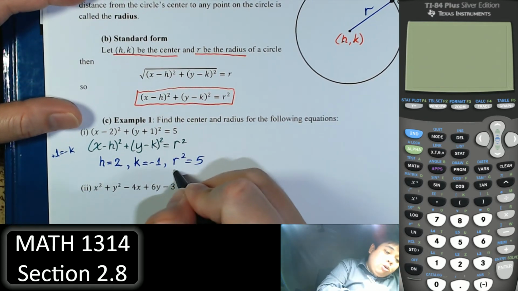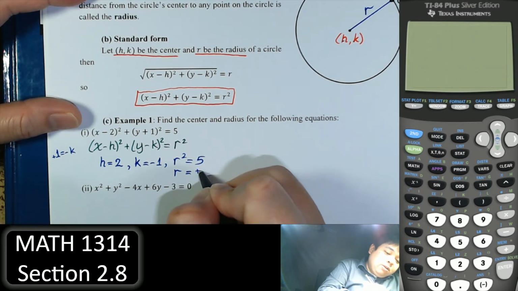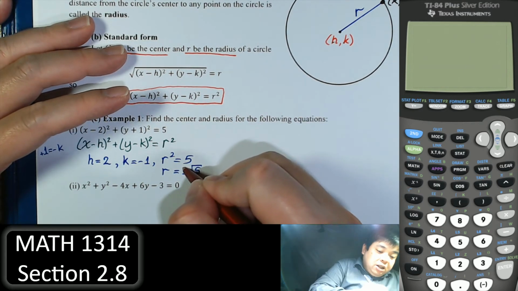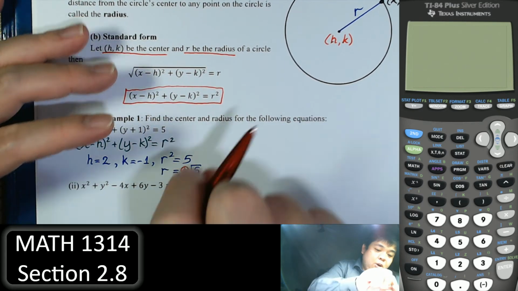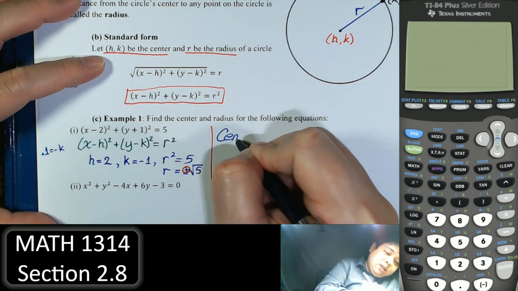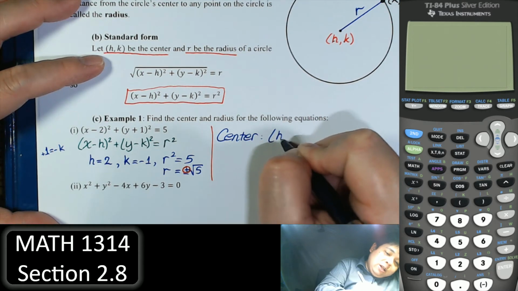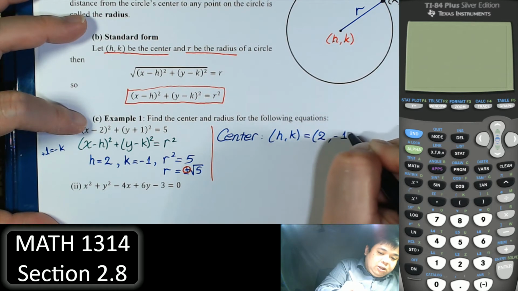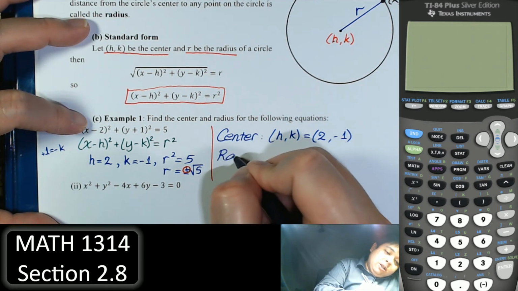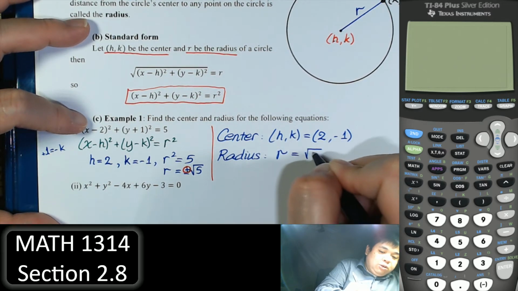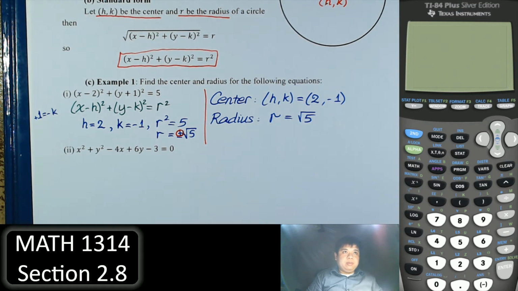Taking the square root on both sides, we have plus or minus square root of 5. However, r is the radius, the distance, and cannot be negative, so we choose the positive. So with that, we have the center at h and k, which is 2 and negative 1, and the radius r is equal to square root of 5. So it's straightforward. The next one is not straightforward.